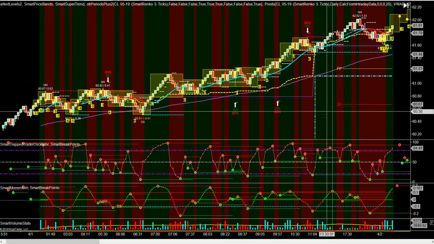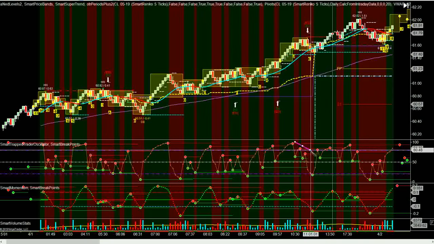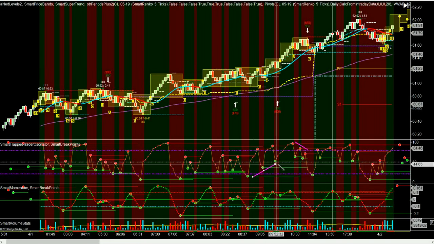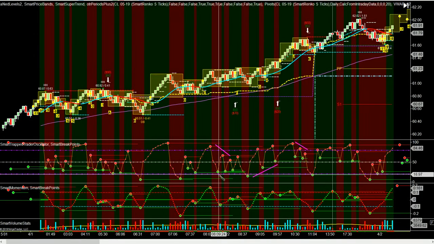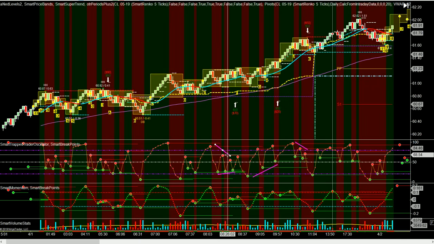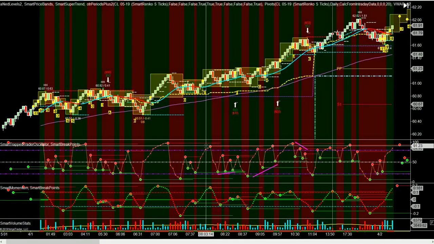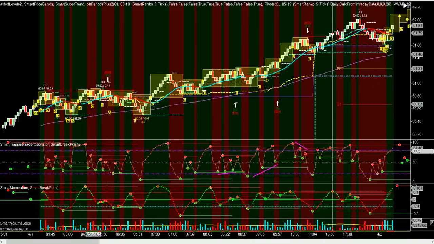Just using the trap trader oscillator, you're just going to look for lower dots, higher dots, lower dots, higher dots. And this one's on a lower dot's on a green background, so we don't mess with that one. The green background's telling us the trend is up. And 3 dots right here on red.